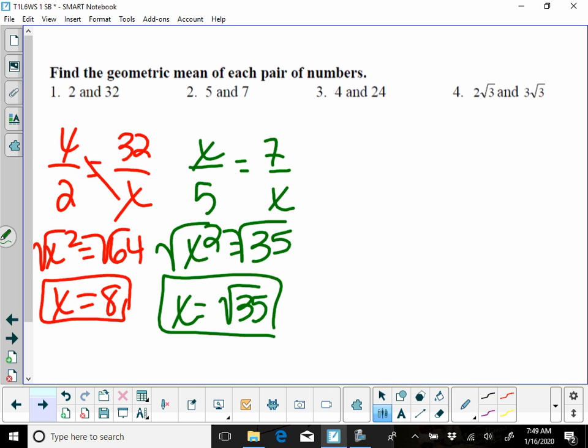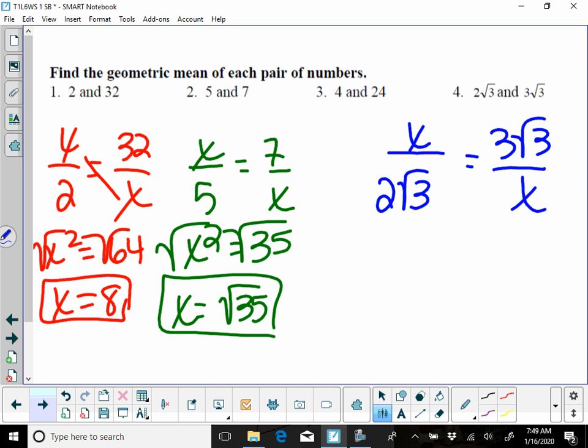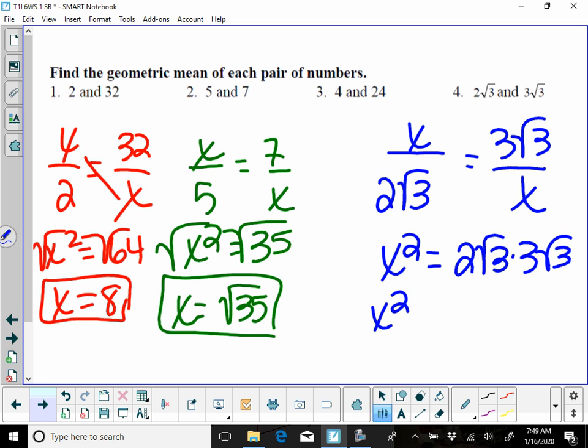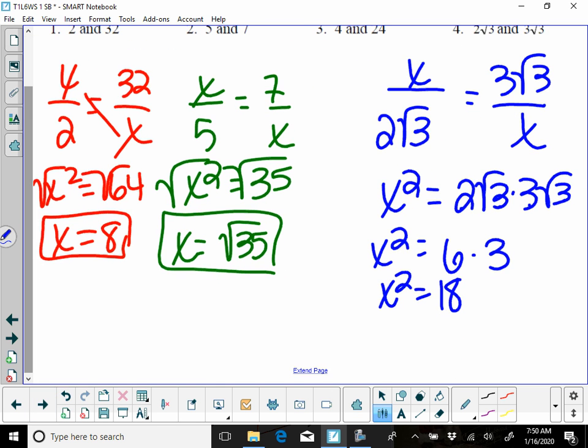Okay, let's jump over here to number 4. Again, so mean up, mean down, and then fill in your numbers. Okay, so we're going to cross multiply. So that's going to give me x squared, and then I'm going to multiply 2 square root of 3 times 3 square root of 3, which is going to give me 2 times 3 gives me 6, and square root of 3 times square root of 3 gives me 3. So I have x squared equals 18. Now this time we do have to break down our radical. So for 18, we're going to use 9 and 2. So our geometric mean is going to be 3 square root 2.